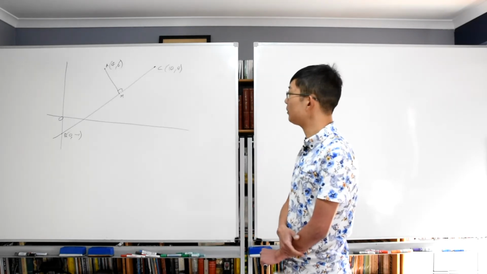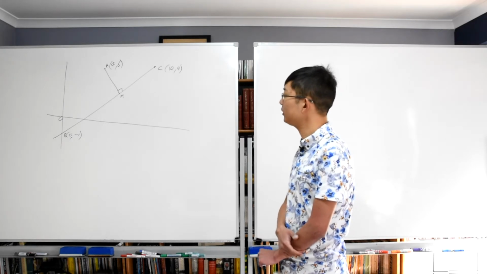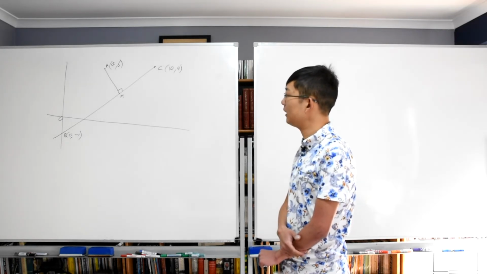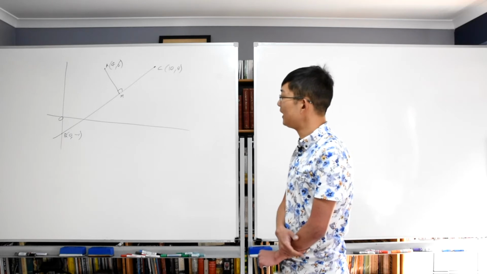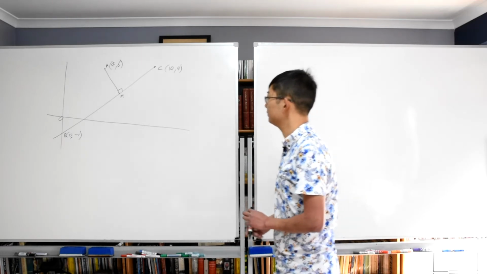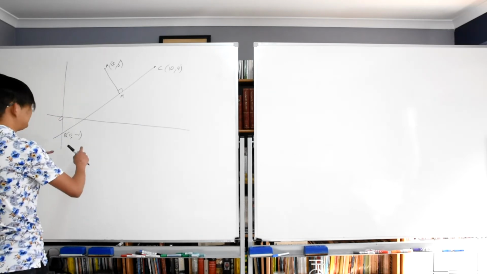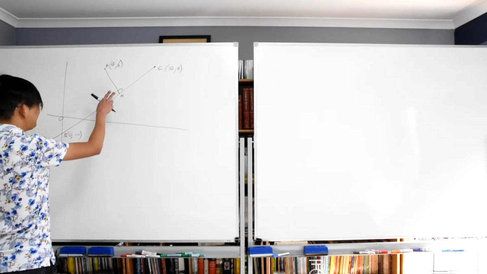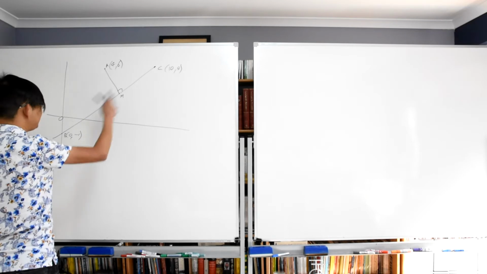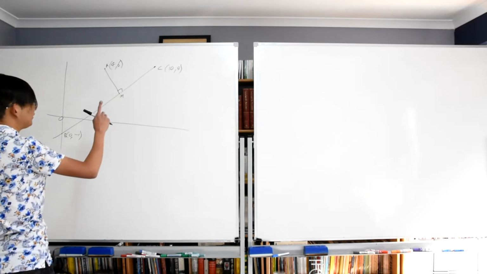The diagram shows the points A, B, C, where M is the foot of the perpendicular from A to the line BC. Find the line AM. Well, we know that the line AM must be perpendicular to the line BC. Can we then find the gradient of the line BC?